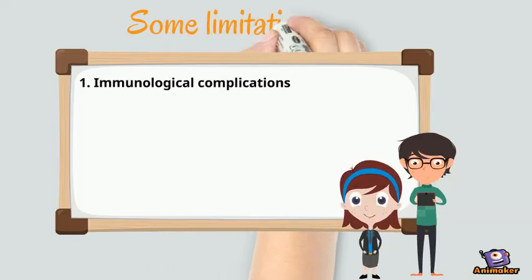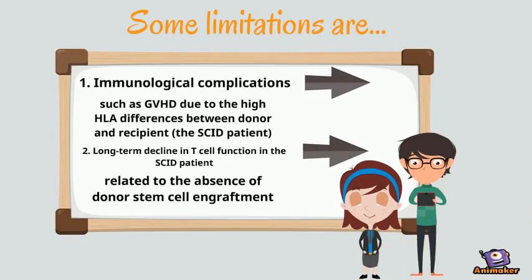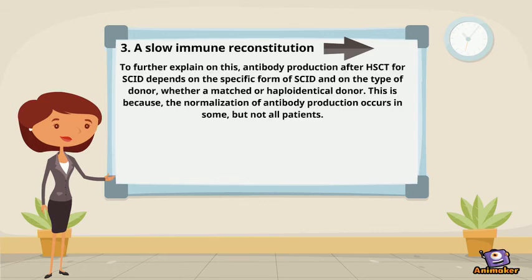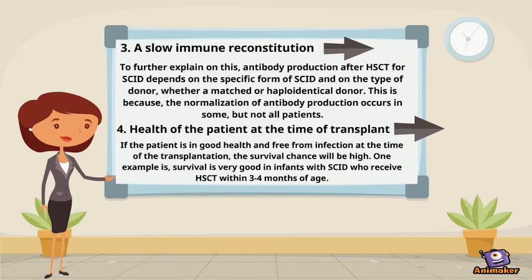The first limitation caused by HLA mismatched donors is immunological complications such as GVHD, due to HLA differences between donor and recipient. Secondly, decline in T cell function because of no donor stem cell engraftment. Thirdly is slow immune reconstitution. Antibody production after HSCT for SCID depends on the specific form of SCID. Fourthly is the health of the patient, which should be good health and free from infection, so that there will be high survival.